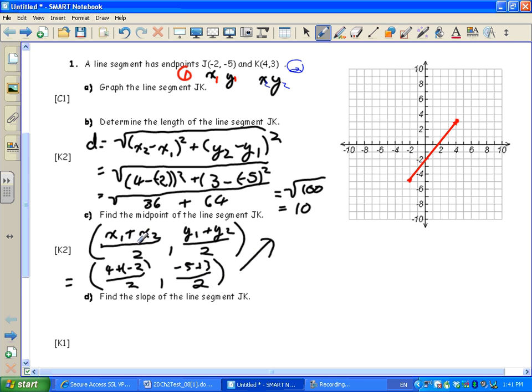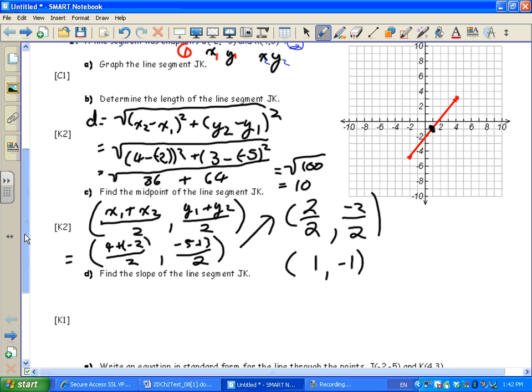4 plus -2 is, anyone remember? 2. And -5 plus 3 is -2. 2 over 2 is 1 and -2 over 2 is -1. So our midpoint is (1, -1) right here. That seems pretty logical. It makes sense.